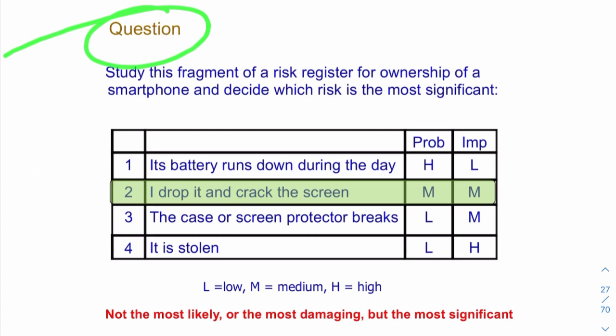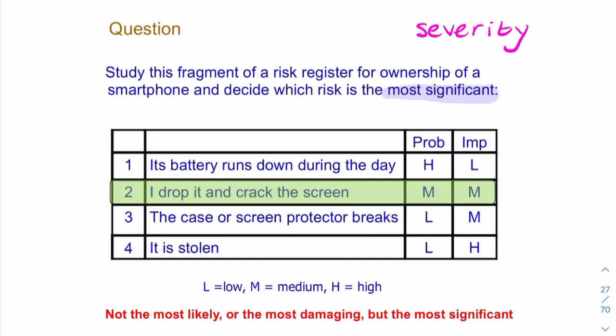And let's talk about a risk register for ownership of a smartphone. Which risk is most significant? So when we talk about significance, we're always talking about severity. That's the only thing that matters when we're dealing with risk or when we're evaluating, prioritizing risk.